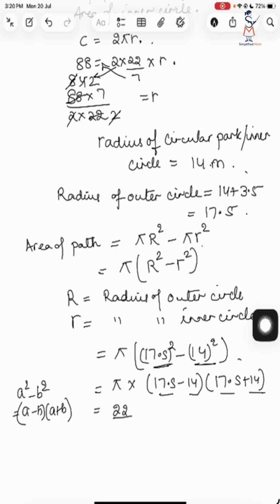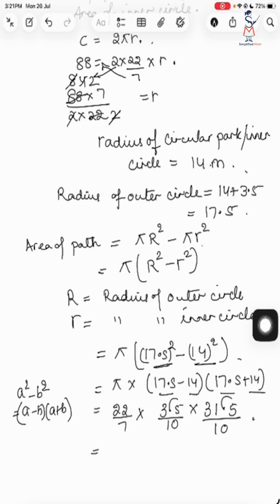Pi is 22 by 7. 17.5 minus 14 will become 3.5 and this will be 17.5 plus 14, 31.5. Right? Now you have to solve this. This decimal will get cancelled, or you have to remove the decimal, so you'll divide by 10. This decimal is removed, so divide by 10.